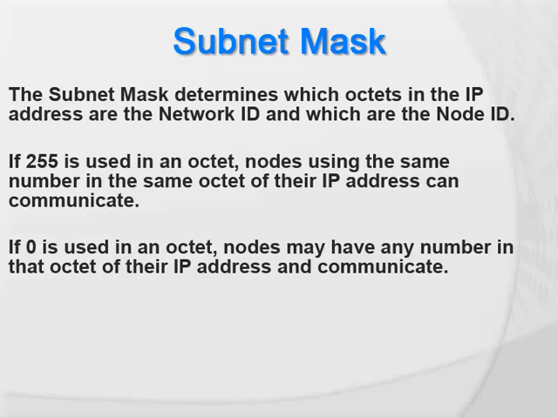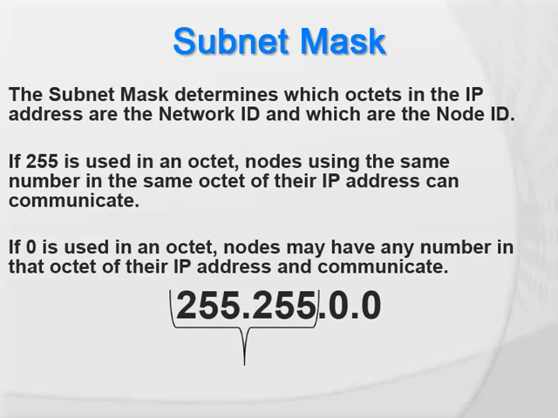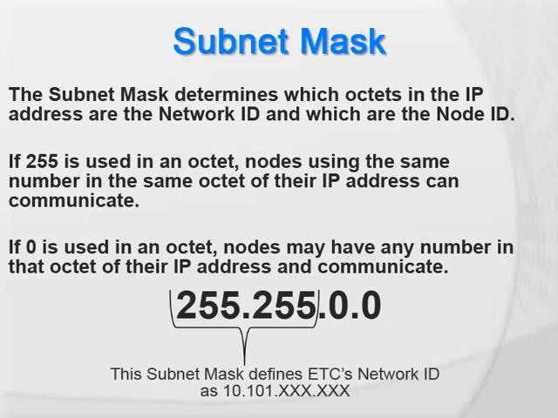At ETC, we use a defined subnet mask of 255.255.0.0, and what this does is defines the network ID as the first 2 octets of the IP address, 10.101, while the remaining 2 octets become the node ID. With a subnet address of 255.255.0.0, any nodes whose IP addresses start with 10.101 can communicate, regardless of the last 2 numbers in their address.